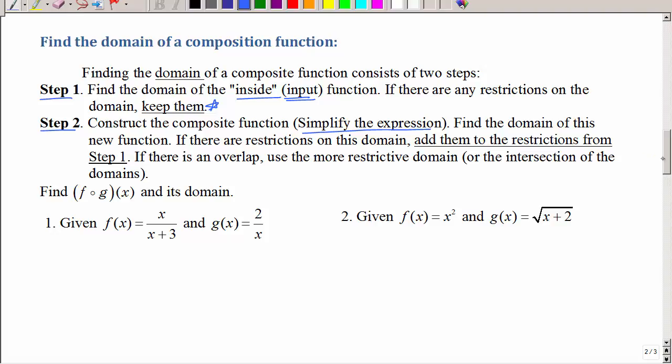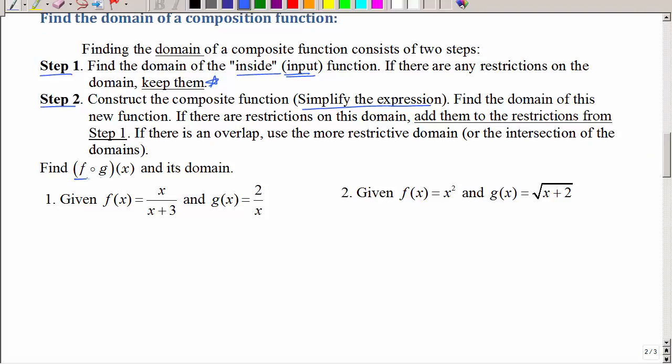Let's just go through it step by step. I want to find f of g of x. So this is my input function, or inside function. Step one says I need to find its domain. We discussed this in the last lesson. What is the domain of 2 over x? Well, x cannot be 0 because we cannot divide by 0. So that's the first restriction.